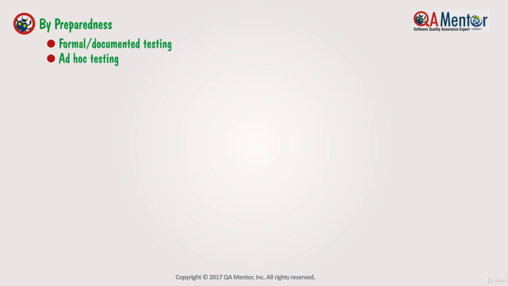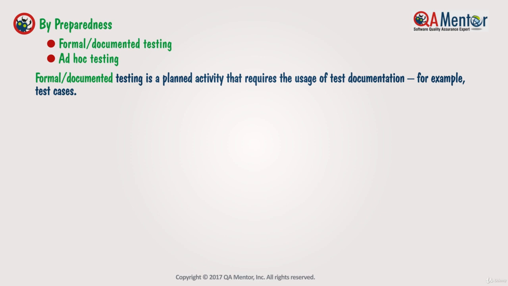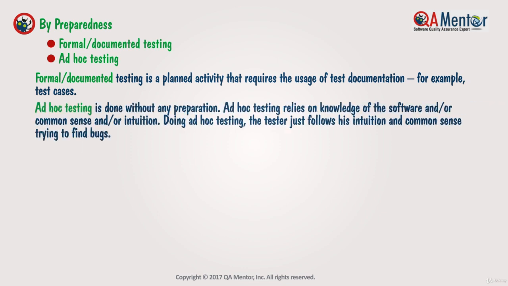Formal, documented testing is a planned activity that requires the usage of test documentation. For example, test cases. Ad hoc testing is done without any preparation. Ad hoc testing relies on knowledge of the software and/or common sense and/or intuition. Doing ad hoc testing, the tester just follows his intuition and common sense, trying to find bugs.